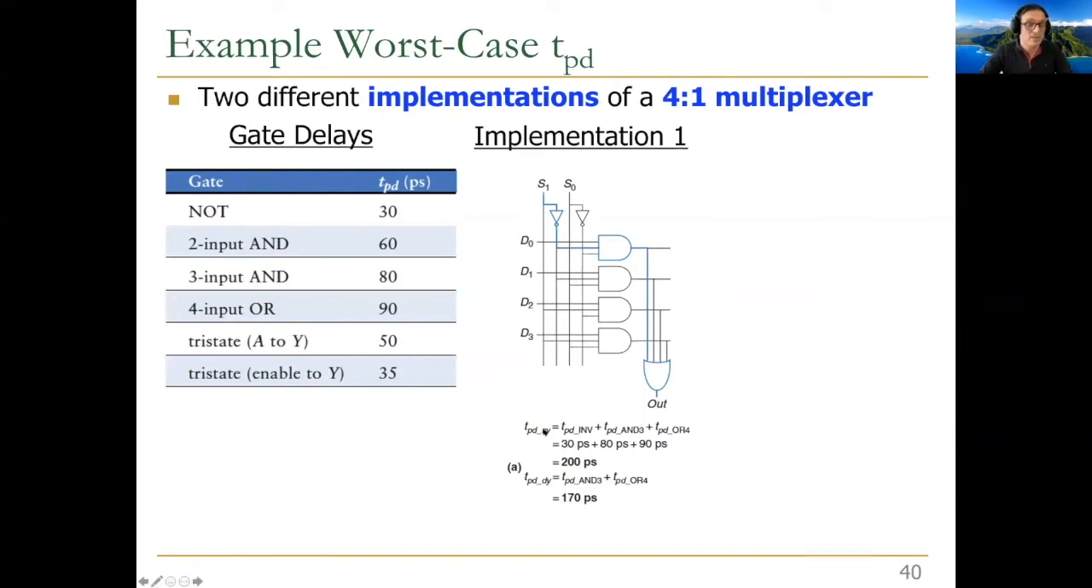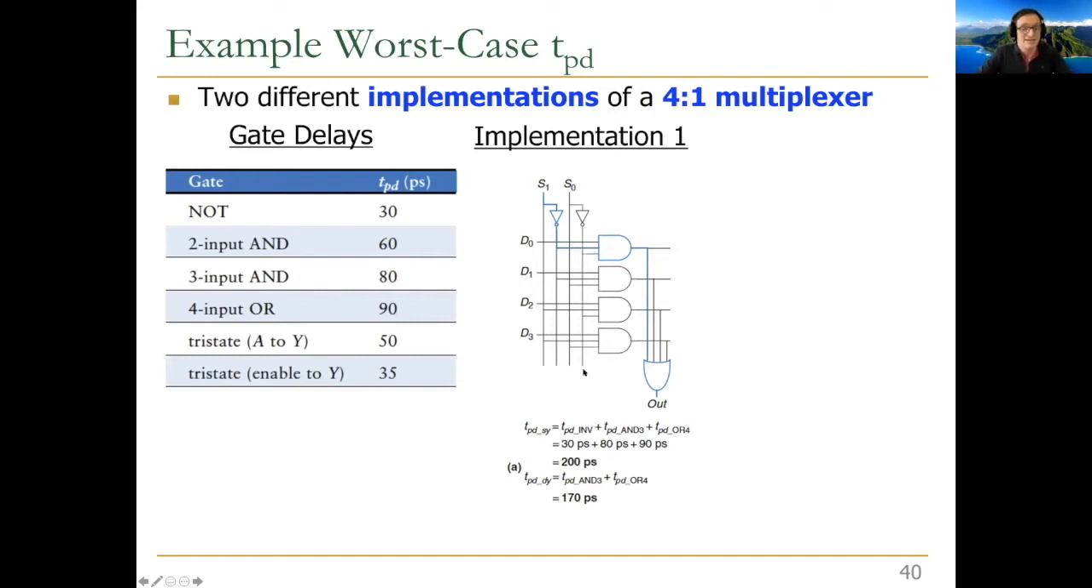Let's take a look at the propagation delay from the select to output. Both select signals are actually the same in terms of the gate delays they induce. Let's take a look at S1, for example, but S2 is essentially the same. S1 goes to one inverter, and then one 3-input AND gate, and then one 4-input OR gate. So basically, the propagation delay from select to Y is the propagation delay of a single inverter, one 3-input AND gate, and one 4-input OR gate, which means that you basically look up these 30, 80, and 90 and sum them up. That's 200 picoseconds.